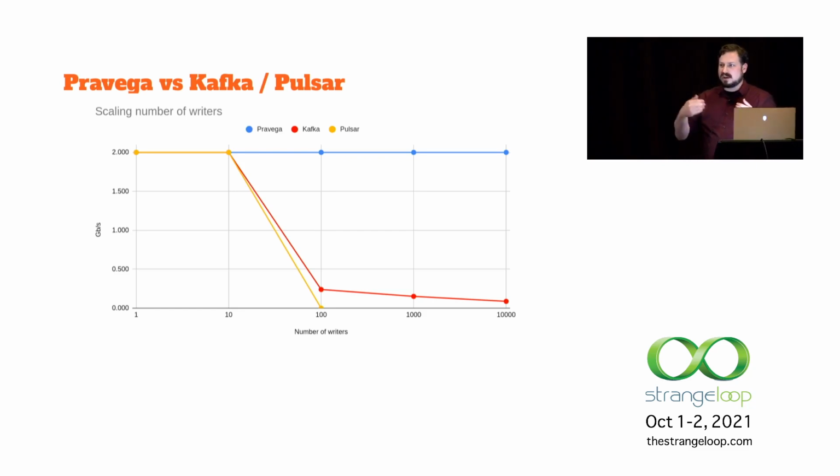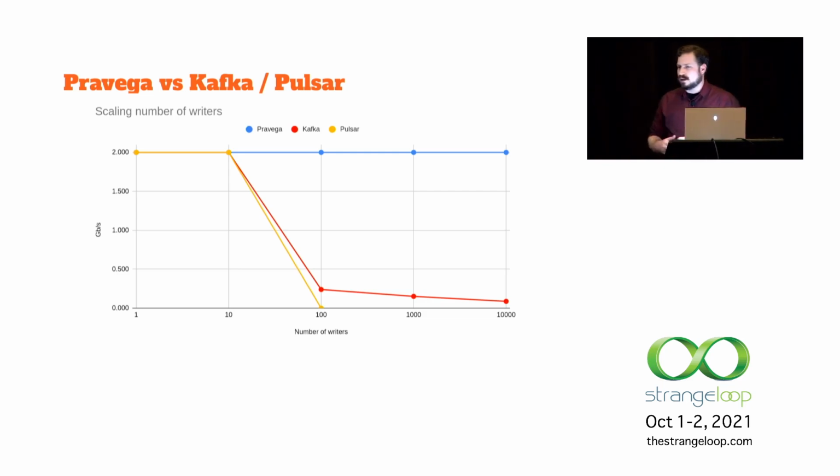So this is just demonstrating what happens when you scale up the number of sources independent of the actual data rate. And as you can see, Pulsar literally collapses, and Kafka is barely any better. It doesn't hold up to a large number of writers concurrently, whereas Pravega is only interested in your data rate. And if it supports it, then it can support it, and if not, not.